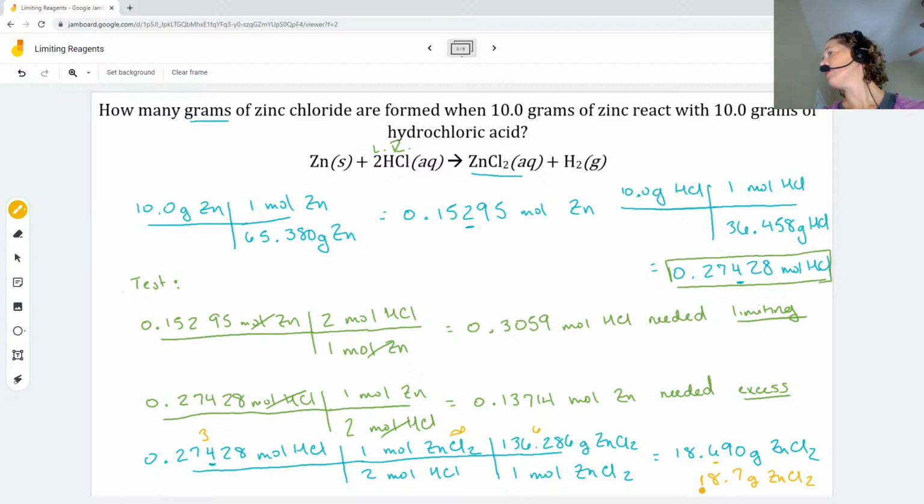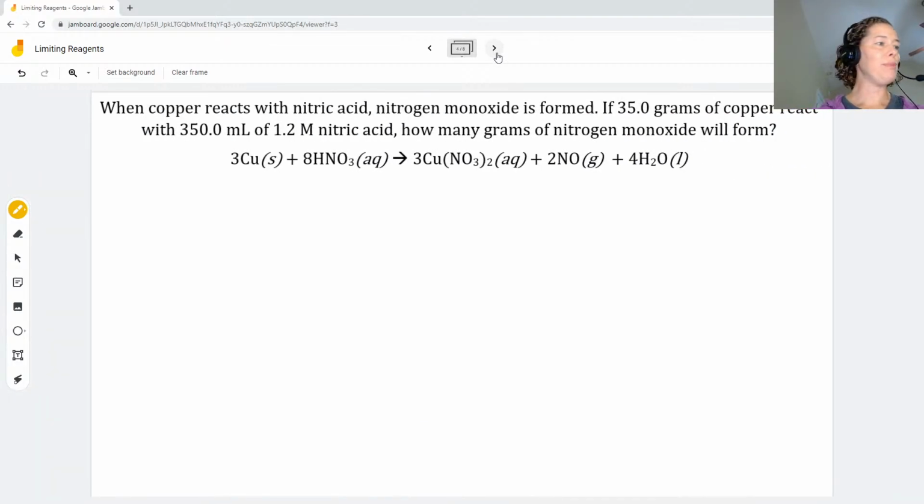Okay, any questions? Nope, no questions. All right, that's fantastic. I hope you guys can see that grams of zinc chloride at the bottom there. I'll try to organize the other problems a little bit better. Okay, so that is a limiting reagent of grams to grams. Let's go on to our next problem.